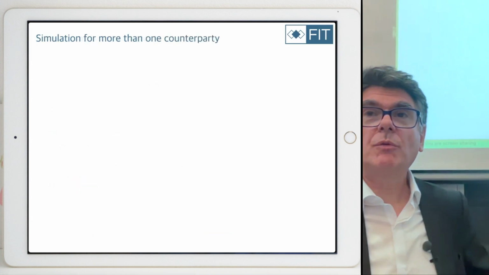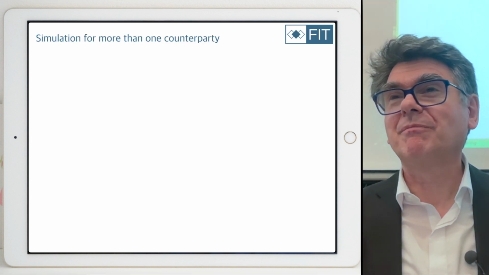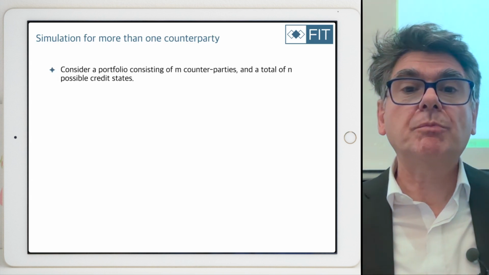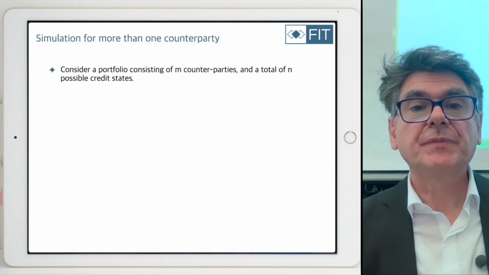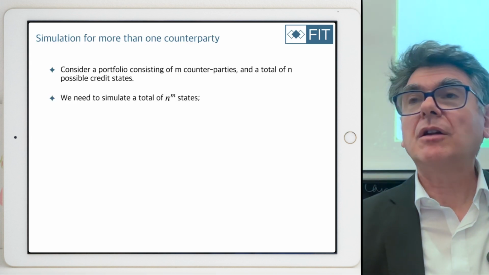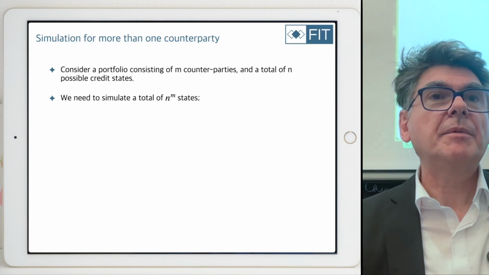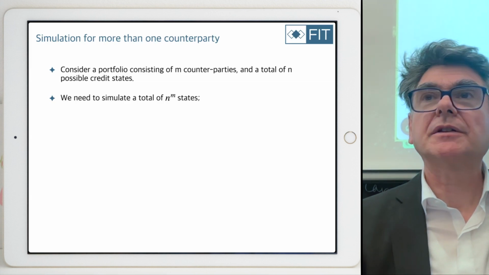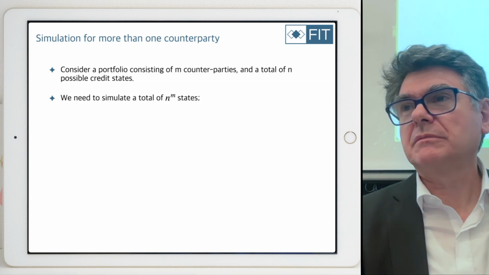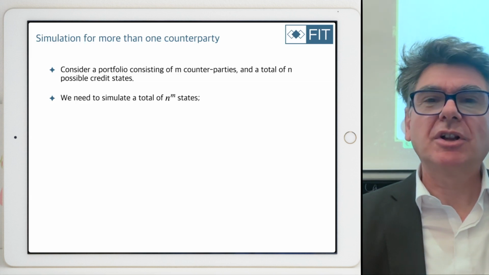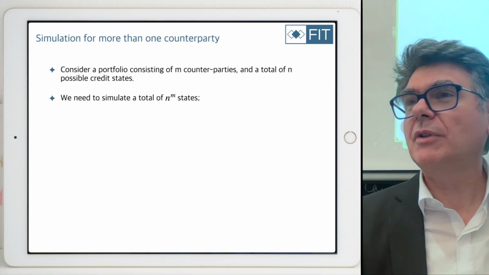Now, when you have more than one counterparty, you know how to simulate one counterparty, and now you have the correlations between them. Now you simulate all of them together. So if you have a portfolio of m counterparties and a total of n possible credit states, for example, 8, then you need to simulate a total of n to the power m states. How much is that? How many counterparties does Scotiabank have in Canada? Let's say 1 million. So that'll be 8 to the power 1 million, right? Yeah? You know how to do that?